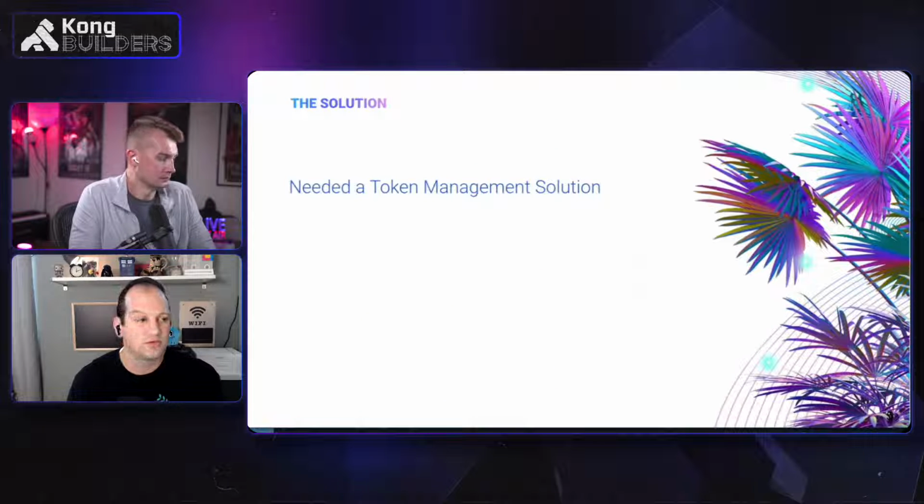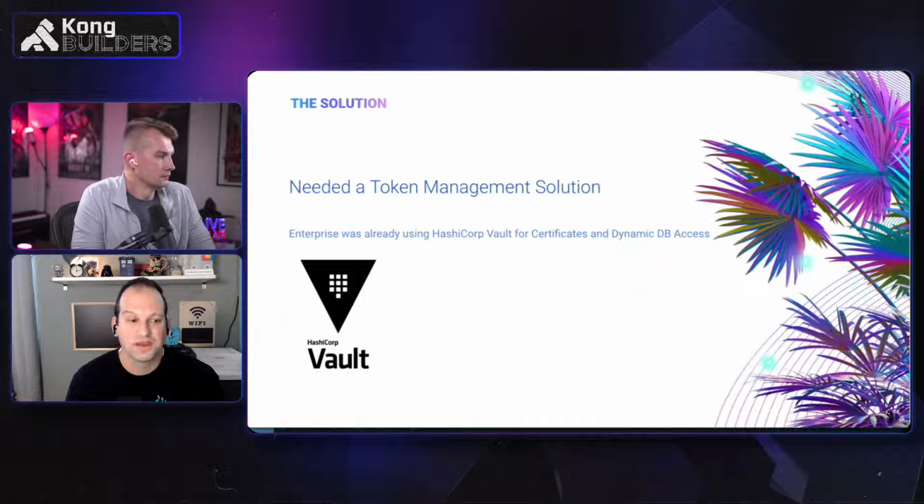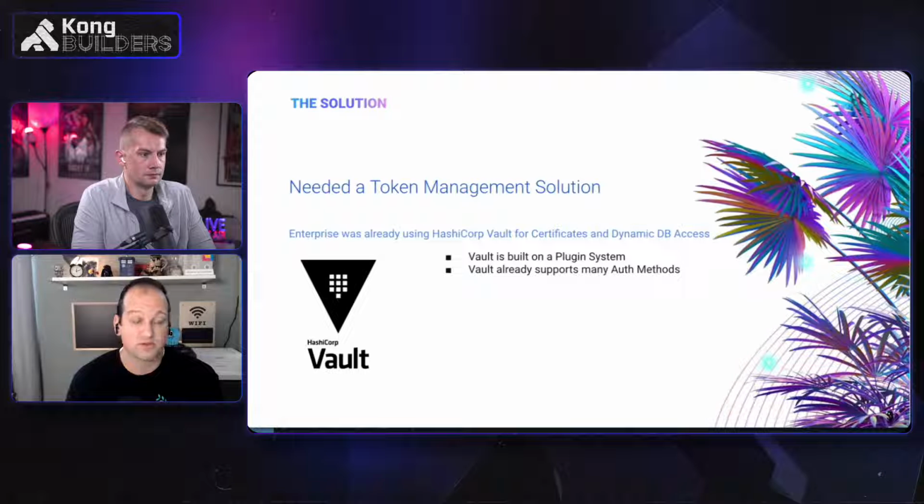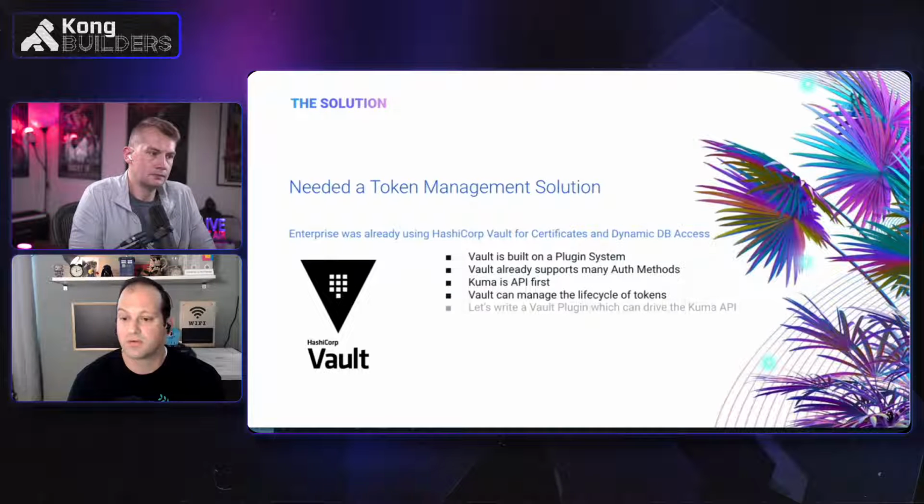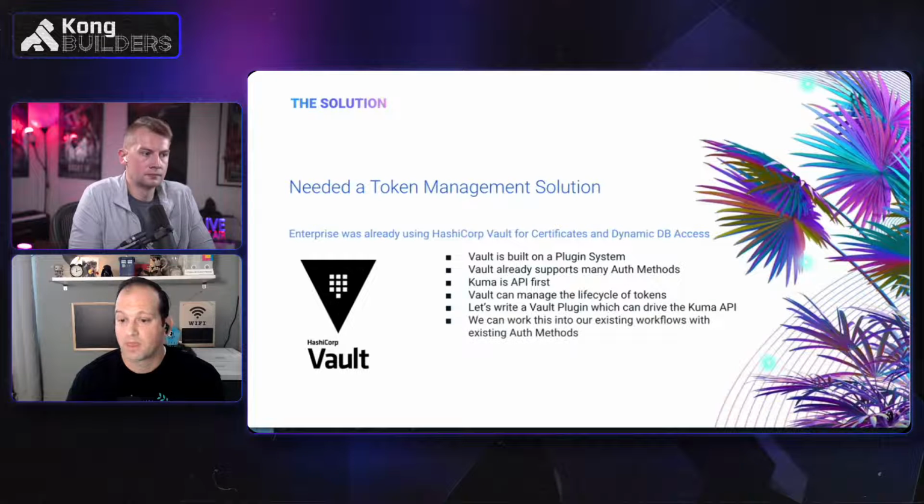All right, so we need a token management solution. In this example, our enterprise is already using HashiCorp Vault for certificates and dynamic database access. Vault is built on a plugin system. Vault already supports many auth methods. Kuma is API first, meaning all of the token generation and everything can be directly accessed through its API. Vault can manage the life cycle of tokens. That's an important thing that we're going to show later in the demo. So let's write a Vault plugin which can drive the Kuma API. We can work this into our existing workflows with our existing in-place auth methods.